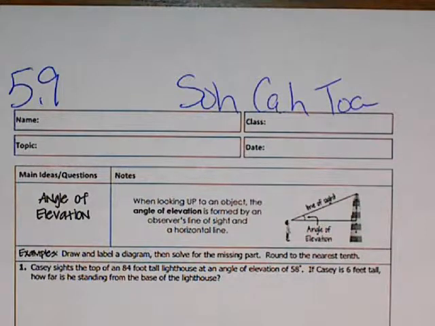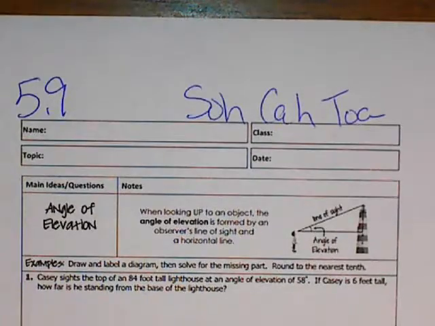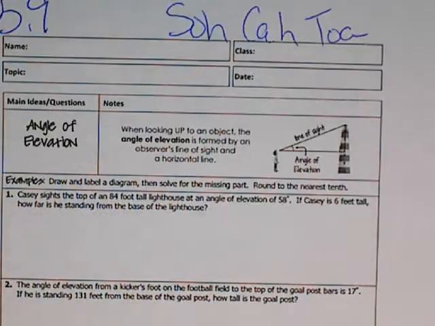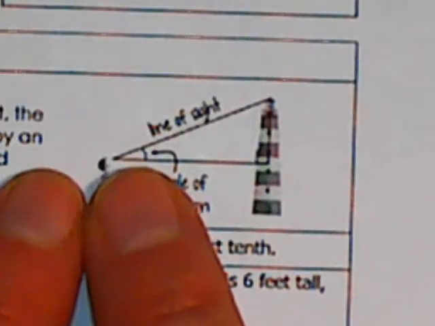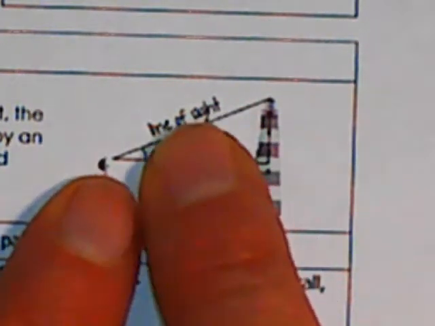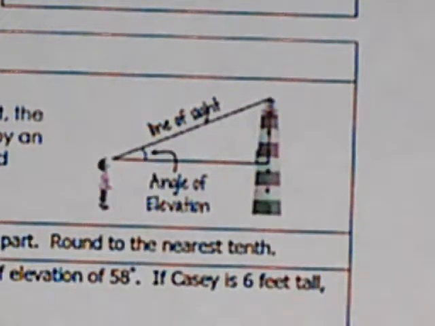Good. So don't let the fact that these are word problems scare you. Angle of elevation. It starts, well, let me get it where you can see it. It starts at this horizontal and then it goes up. So the angle starts here and goes up, okay? So that's elevation.